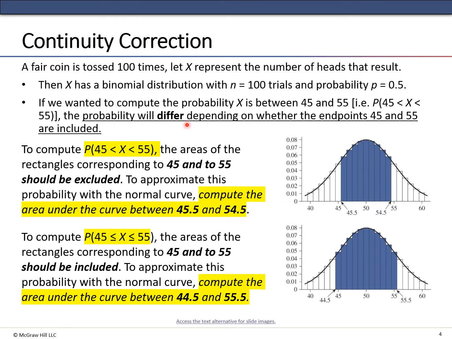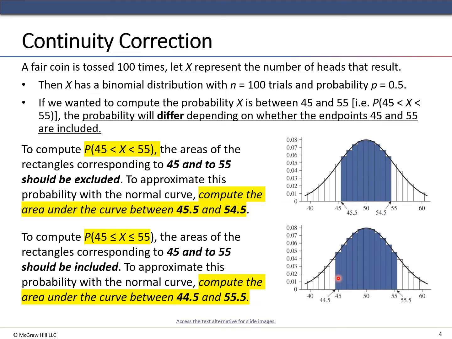If we want to include them, if we want to know the probability greater than or equal to or less than or equal to these values, notice what we do is we can go to a rectangle one less and one greater than the values that were here. So now we're going to compute the probability between 44.5 and 55.5, which includes, as you can see from the diagram, both 45 and 55.